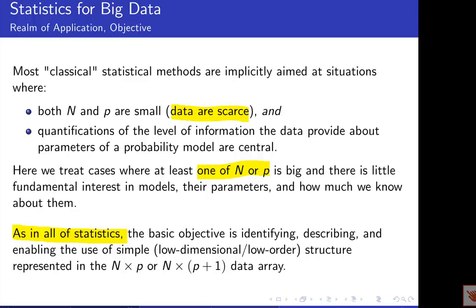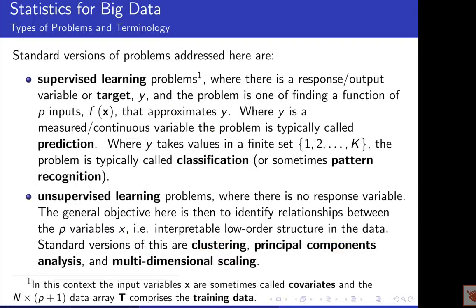As in all of statistics, the basic objective, qualitatively speaking, is to identify, to describe, to make use of structure, simple structure, finding low-dimensional, low-order structure in a data array. That's the objective in this course, just as it is in any context where statistical methods are going to be employed.